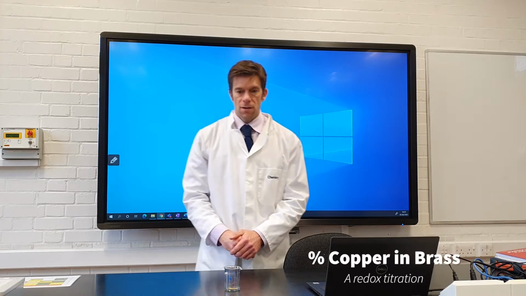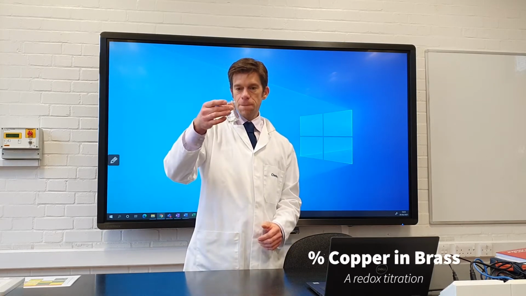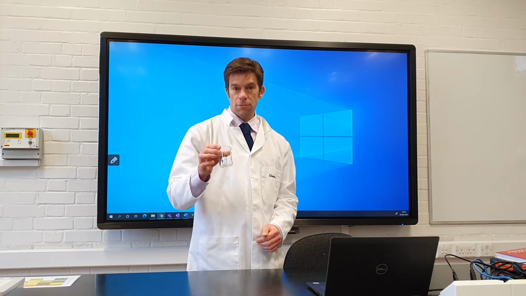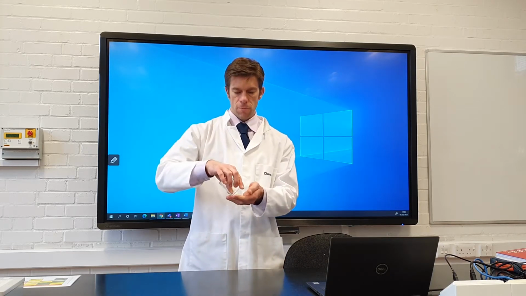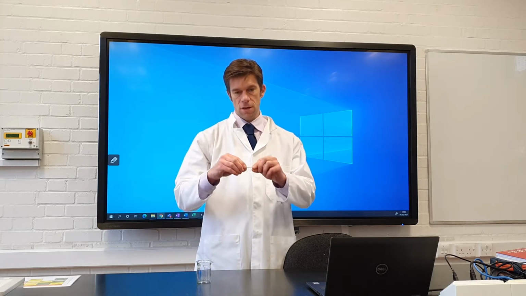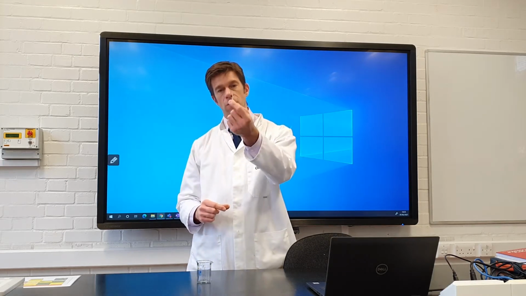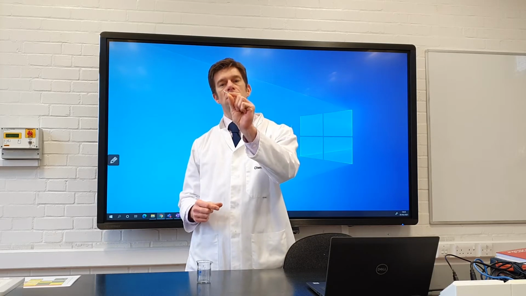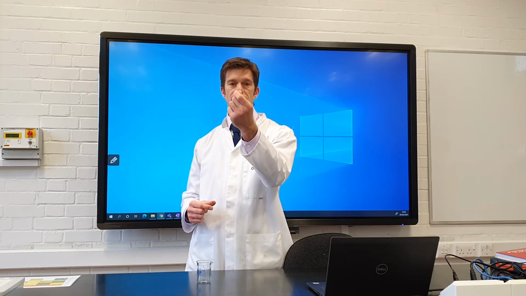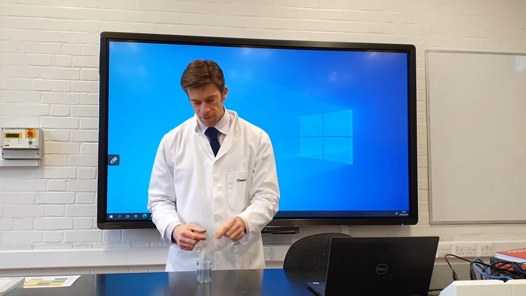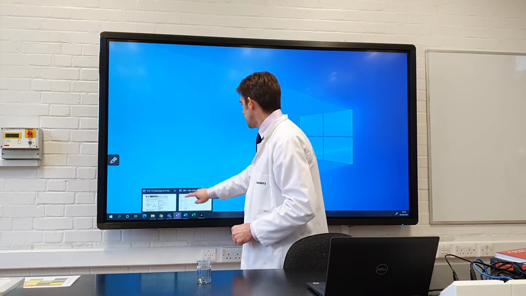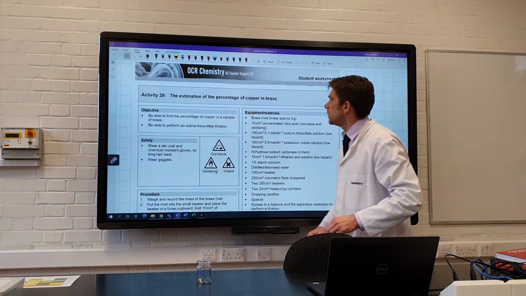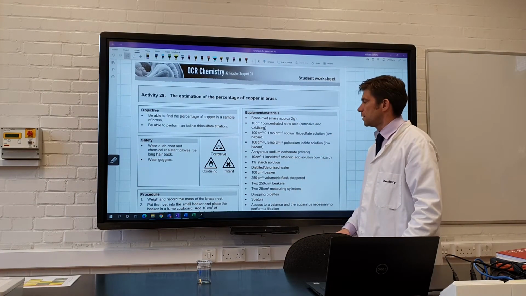Hello, I've got a brass screw here. Now brass is an alloy of copper and zinc. You ever wondered how much copper is there in a brass screw? What percentage of this brass screw is actually made from copper? Well, that's the aim for today's experiment. So today's experiment is going to be an estimation of the percentage of copper in brass.